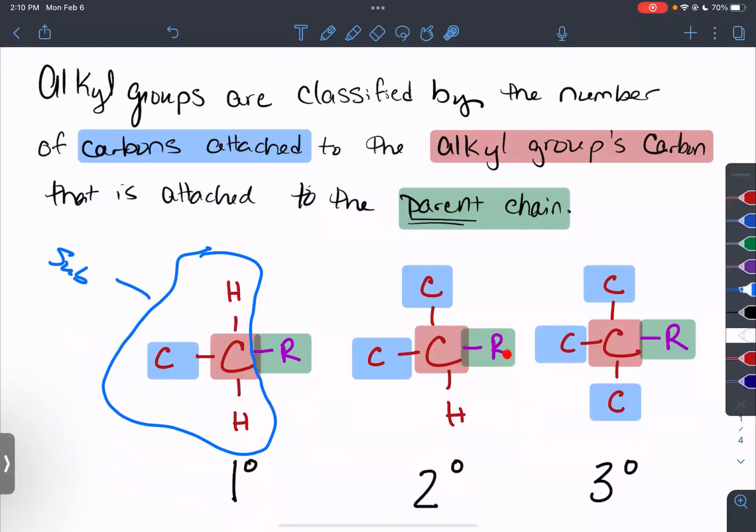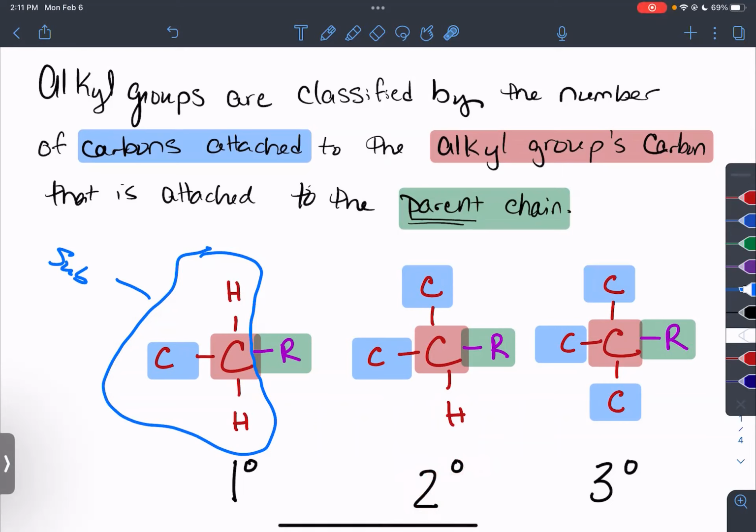Go to the next one. Here's our parent. So all of this is substituent. Here's my carbon. It is attached to two other carbon-containing groups. The fourth thing that this carbon is attached to is a hydrogen, and we don't count that. So there are two carbons attached to the carbon in the substituent that's attached to the parent. So that makes it a secondary alkyl group.